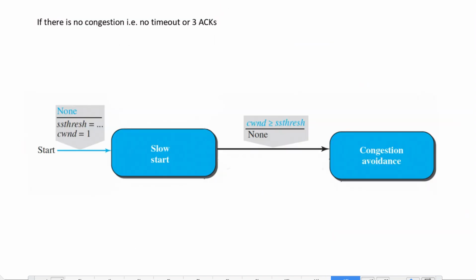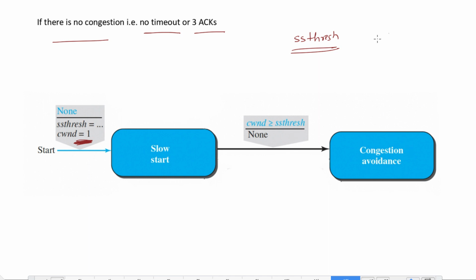So let's take a very simplistic assumption that there is no congestion, which means there is no timeout or 3 ACKs. So what I will do, I will start with my slow start. Initially the congestion window is generally taken to be 1 MSS. Sometimes we may also take it as 2 MSS, but generally we take 1 MSS. And there is something called the slow start threshold, the short form is SSTHRESH. The slow start threshold is one threshold that decides that if my congestion window size increases beyond it, then I will move to the congestion avoidance.